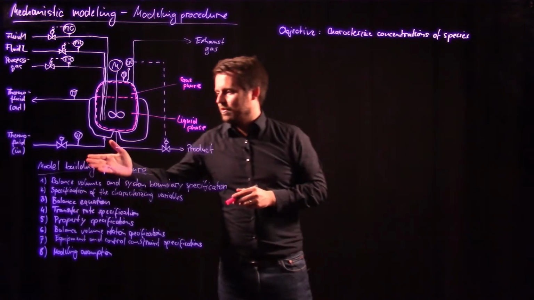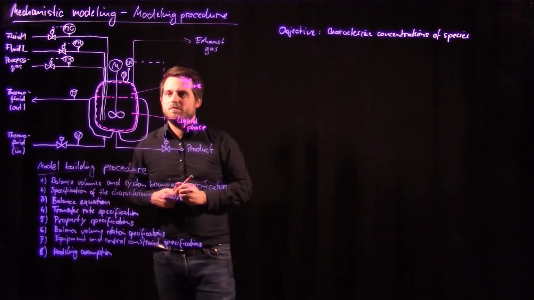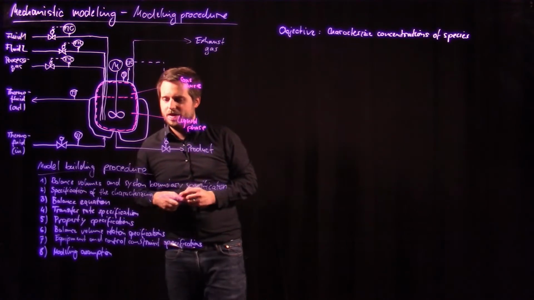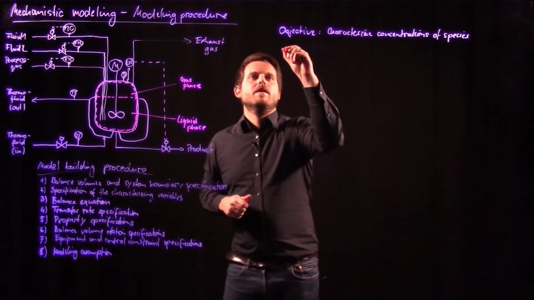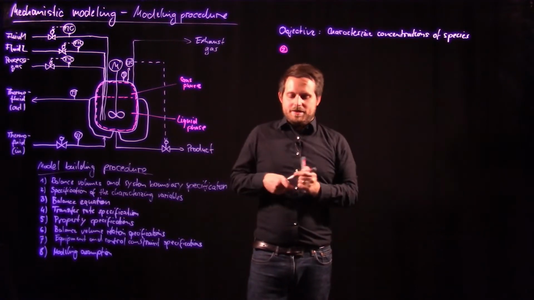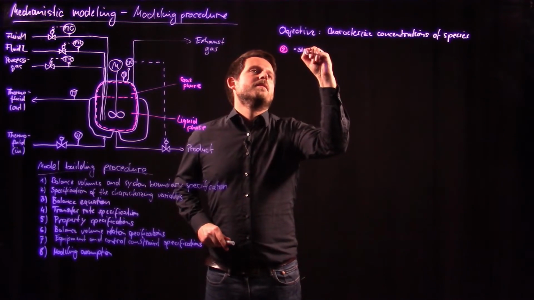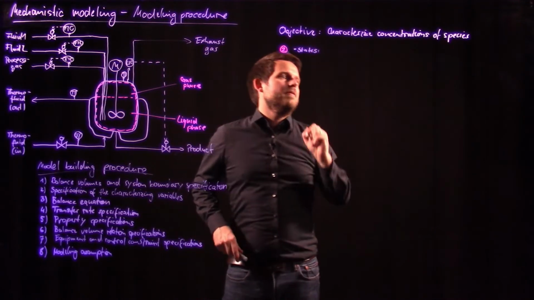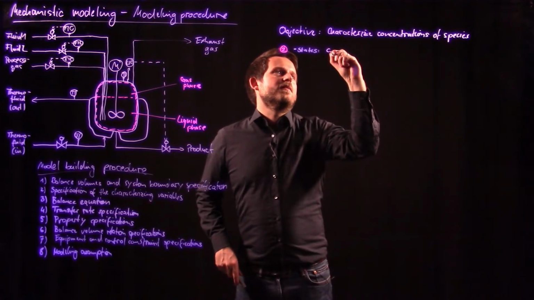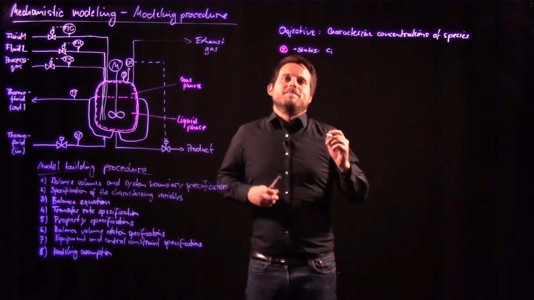And then we have to look into our model building procedure again. The balance volumes we already have, so this is done. The second step then is the specification of the characterizing variables, so two. And here again we have our states. Now the relevant state we have to consider actually is the concentration of our substance I.